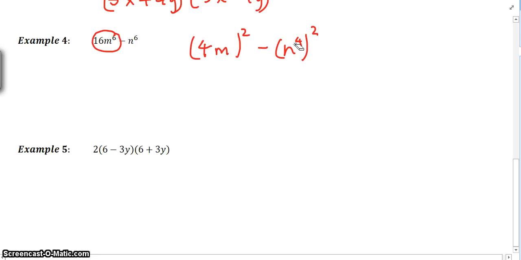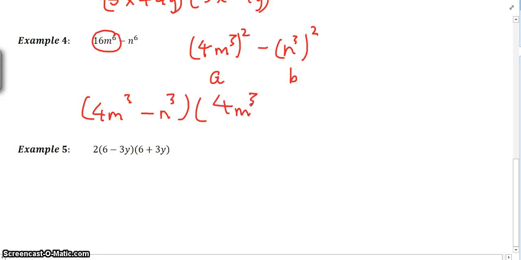Sorry guys, this is supposed to be 3 to the power of 3. So that's 3, that's 3. Because if we use our index laws, 2 times 3 equals 6, 2 times 3 equals 6. That's how we use the index laws when there's brackets. So in this case, our a value is that, our b value is that. We use the difference of two squares shortcut formula, and we get (4m cubed minus n cubed), and then the other brackets will be (4m cubed plus n cubed).